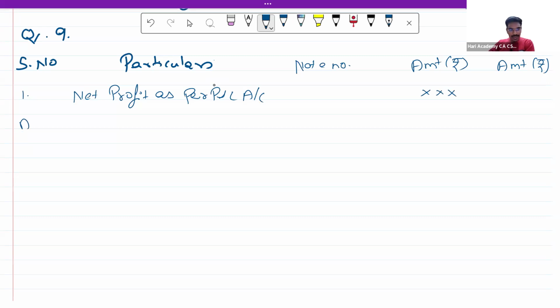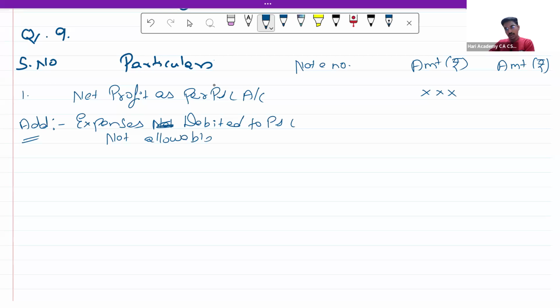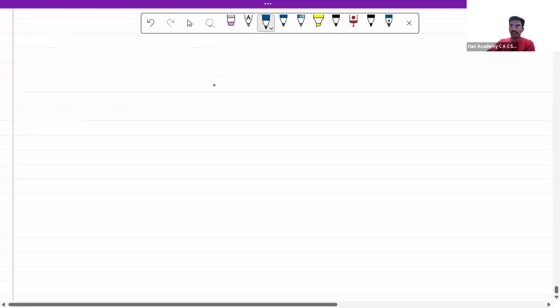So you have to open everything. First put add: expenses debited to P&L, not allowable as expenditure. This is going to be our first addition. Just open and leave it. This is how you have to solve it in the exam also. Just do it the same way in which I'm doing.